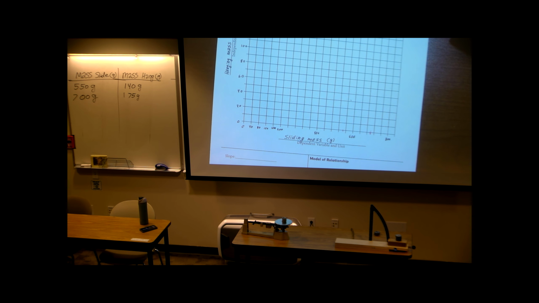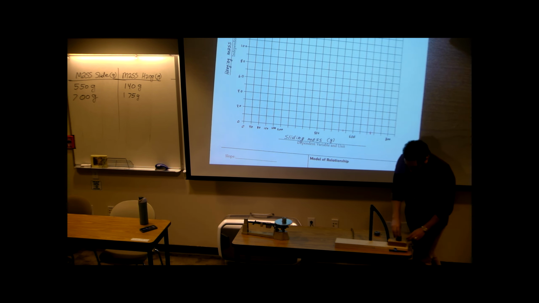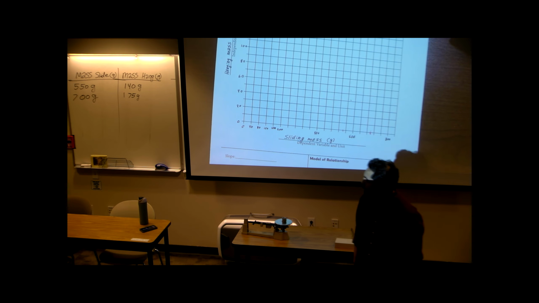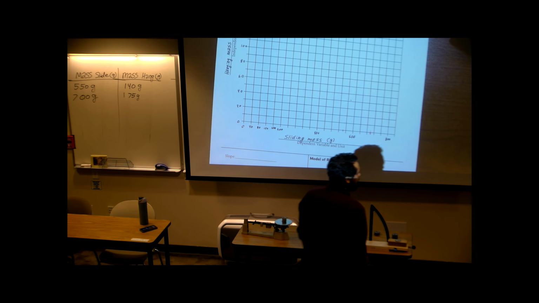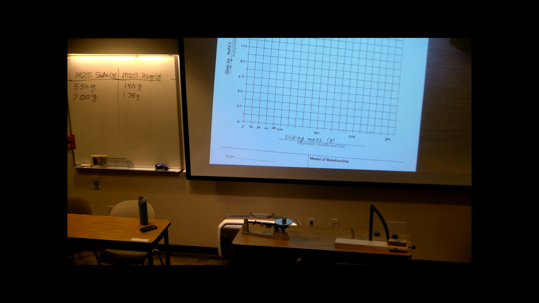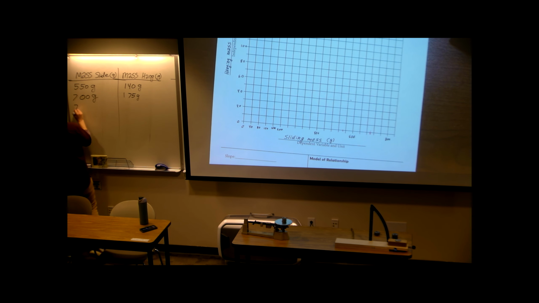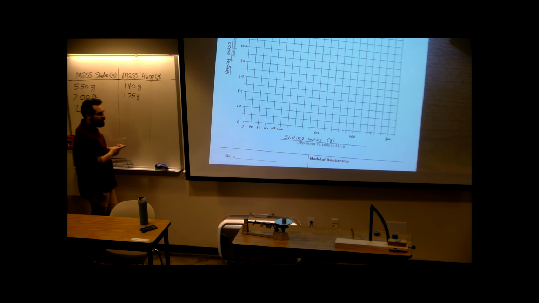This time we'll go lighter. We have the 150 gram block with an added 50 gram mass. What is our total mass that is sliding? 200, absolutely. So we have 200 grams that is sliding.